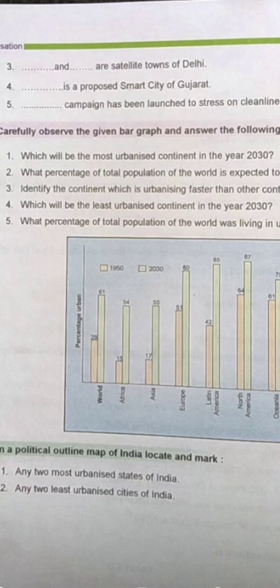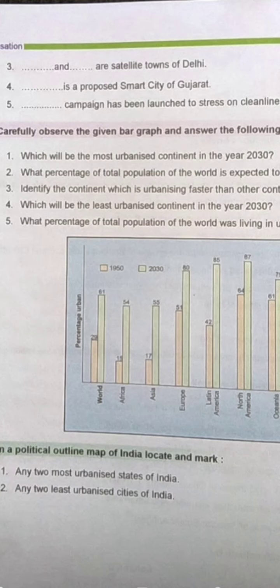Okay. Now, in our political outline map of India, locate and mark any two most urbanized states of India. The two most urbanized states of India are, yes, Tamil Nadu, the most urbanized state of India with 48.4%, followed by Kerala, 47.7%. Okay, next question. Any two least urbanized cities of India?